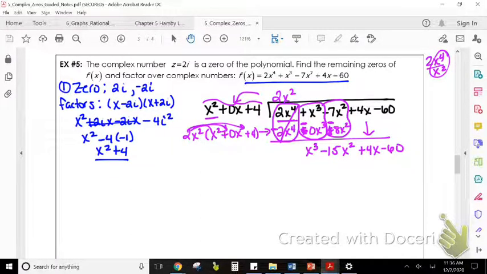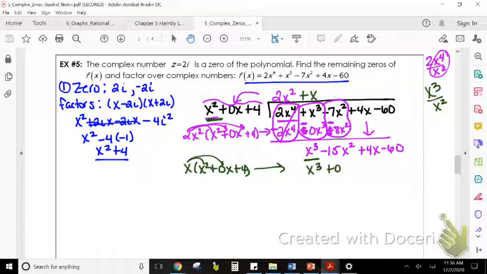Then we're going to repeat. So we've got x cubed divided by that x squared on the outside. So x cubed divided by x squared is x. Then we're going to multiply that x times everything on the outside. So we got x times that x squared plus 0x plus 4. And just like before, we're going to put that underneath what we just had. So distribute x times x squared, x times 0x, and x times 4. We're going to subtract, so change all the signs.